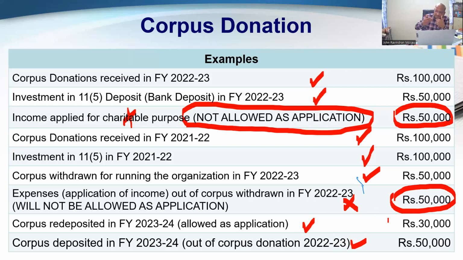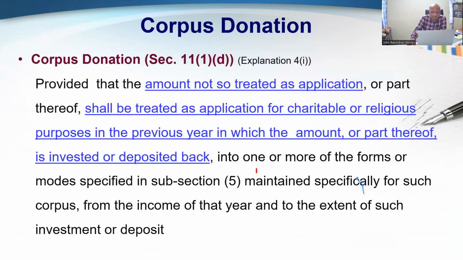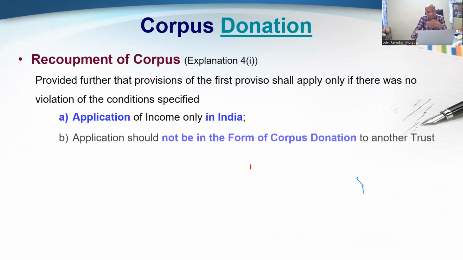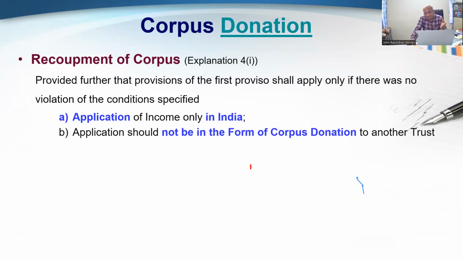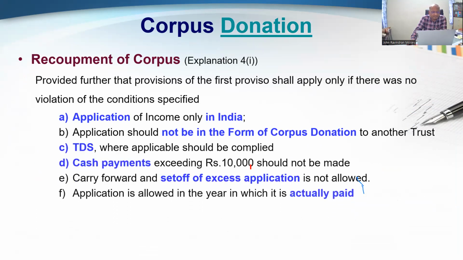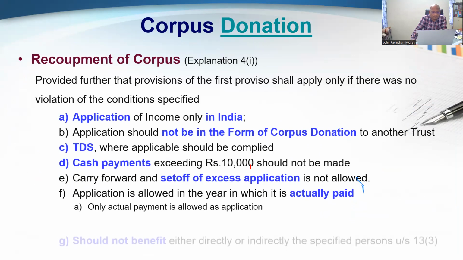Supposing you had some reason, some necessity, you have gone and then spent the money. In a subsequent year, the year in which you are recouping, it will be allowed as application to you. Okay, right? And it is not going to be that easy. We've already seen this slide. It's not going to be easy. What they're saying is that in case you want to recoup, in case you want to get back the corpus donation benefit, you need to fulfill these conditions.